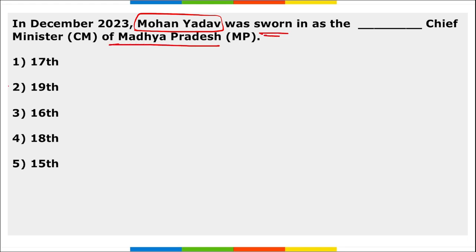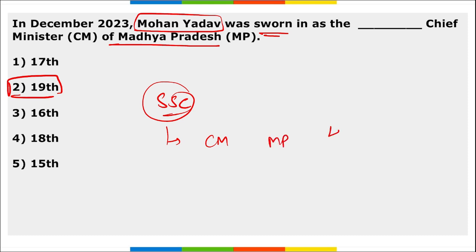So, Mohan Yadav was sworn in as the 19th Chief Minister of Madhya Pradesh. Correct? Mark this. Important. Next, if a question is asked that Mohan Yadav replaced whom, he replaced Shivraj Singh Chauhan. He served as the Chief Minister of Madhya Pradesh for more than 16 years.